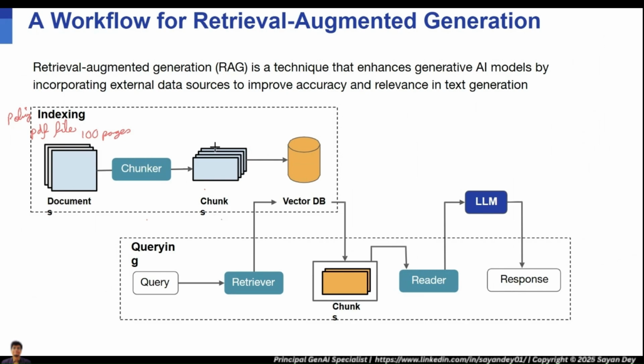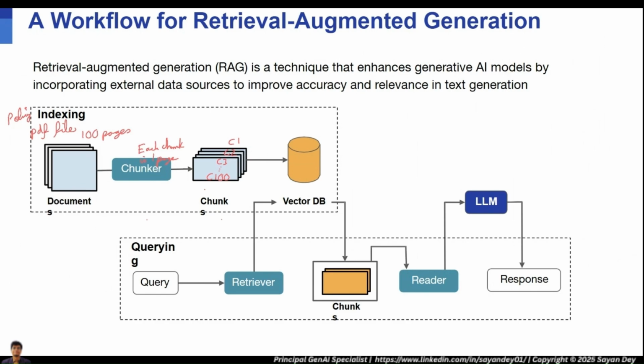Okay, and it could be something very simple. Like let's say each chunk is one page. So we have chunk one, chunk two, chunk three, all the way up to chunk 100. I want to clarify it doesn't necessarily have to be like this.